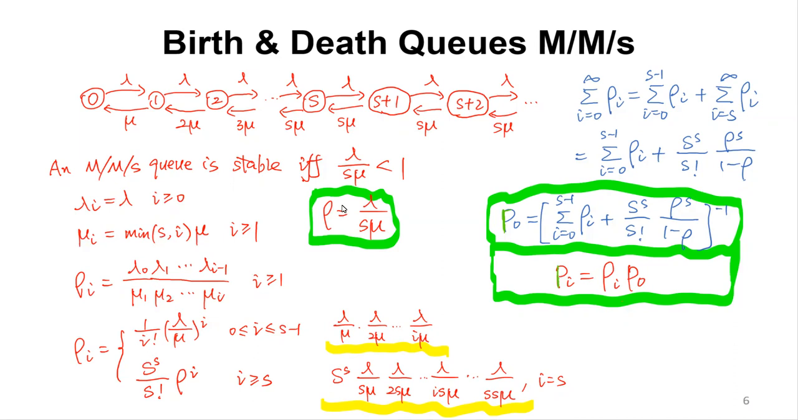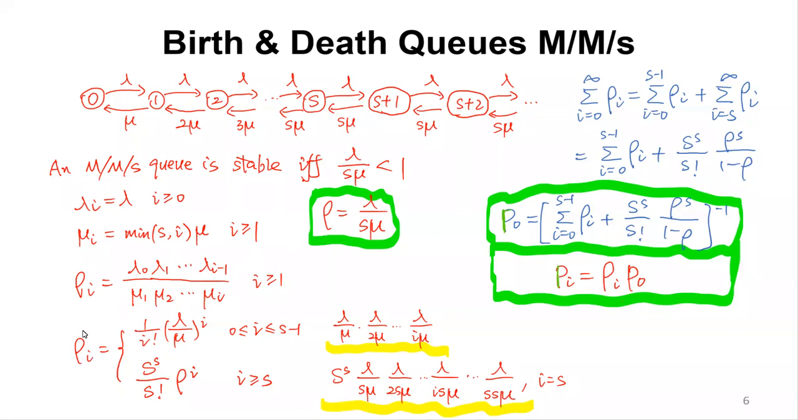Now let's define rho. Previously we had rho equals lambda over mu, right? Because we have a constant arrival rate, lambda, and the same service rate, mu. Now you have S mu, so let's define rho equals lambda over S mu. Then rho_i will equal lambda_0, lambda_1 up to lambda_(i-1), divided by mu_1, mu_2 up to mu_i. Let's define rho_i in this way. Rho is defined as this ratio, but rho_i is the product of lambdas over the product of mus.